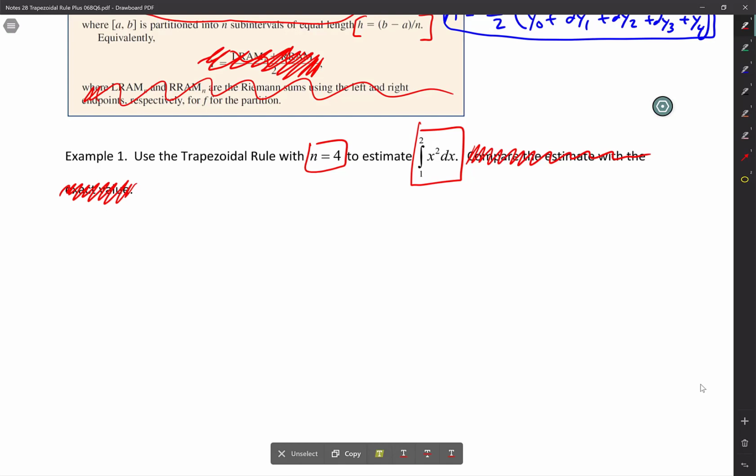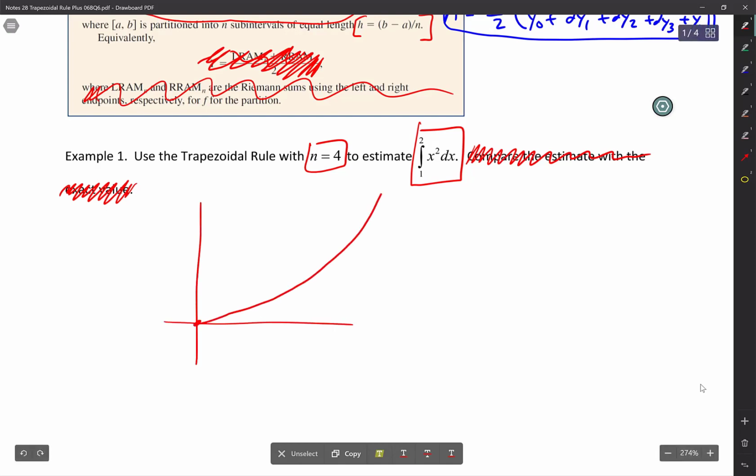So here we go, guys. I am exaggerating x squared. Here's x squared, exaggerated, from 1 to 2. So I'm gonna say 1's right here, and I'm gonna say 2 is right there. They want 4 rectangles. Because I have 4 trapezoids, my change in x is gonna be 2 minus 1 divided by 4, so that's gonna be 1/4. You guys didn't need to do that. You can probably figure it out just by looking at it.